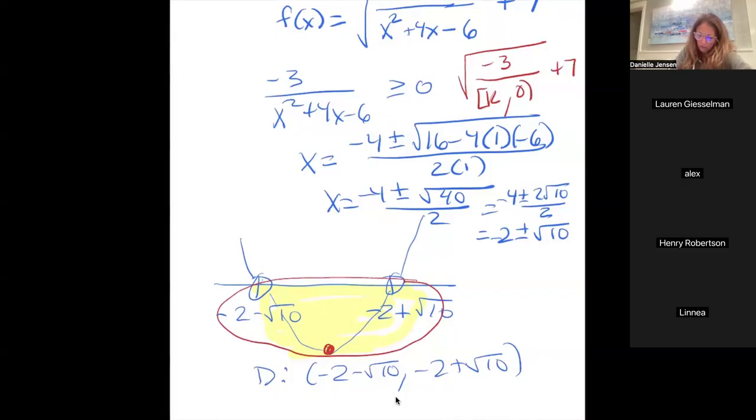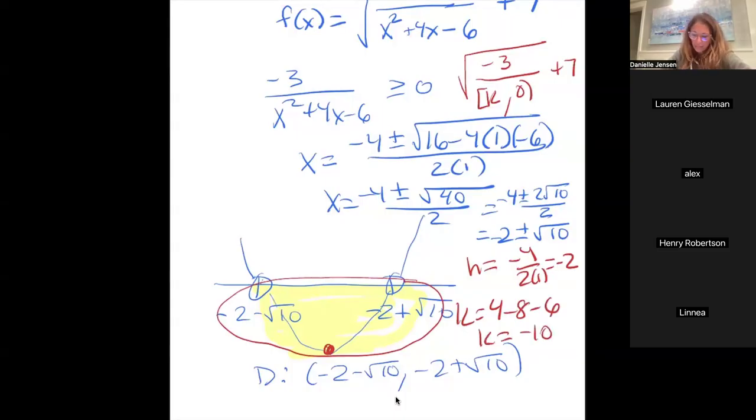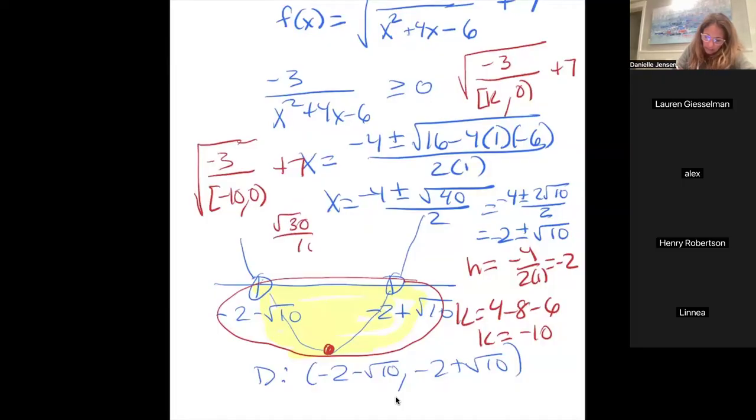And so I go back to the quadratic, and so -b over 2a is going to get me -2, and k will be 4 minus 8 minus 6, or k looks like -10. And so then going back to doing the range analysis, I've got -3 over -10 to as close to 0 as possible, plus 7. And now we just do that out. So the square root of 3/10, if you rationalize, is root 30 over 10.